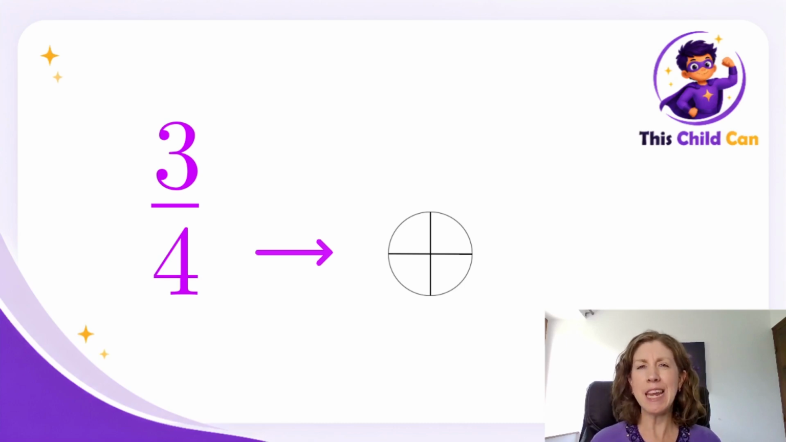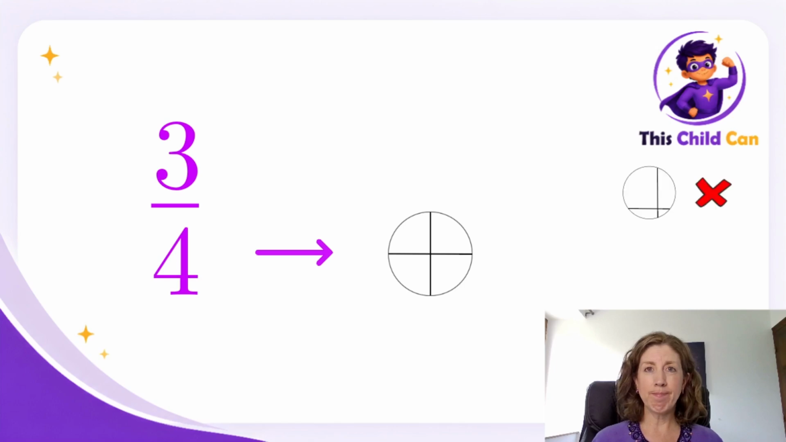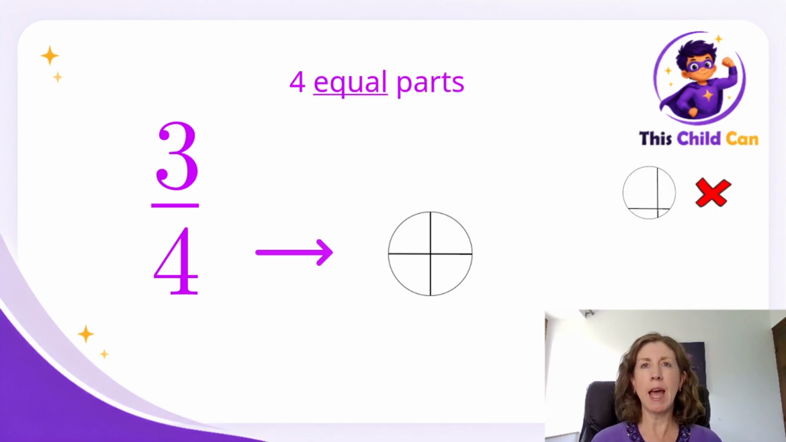And notice that I said equal parts, not just parts. That really matters, because if the pieces are not equal, we cannot properly call them quarters. So the denominator tells us the size of the equal parts and how many there are altogether.